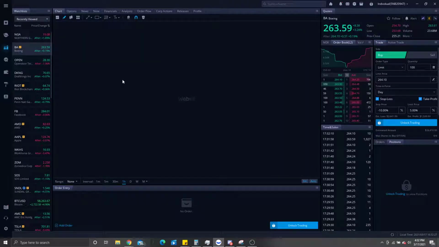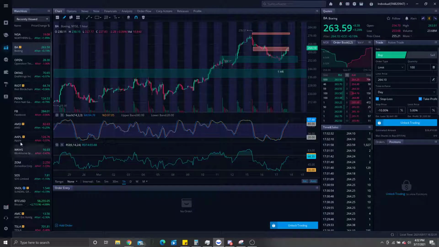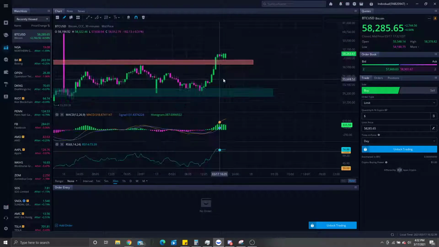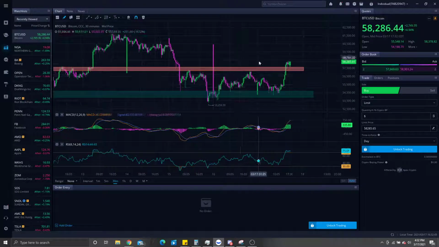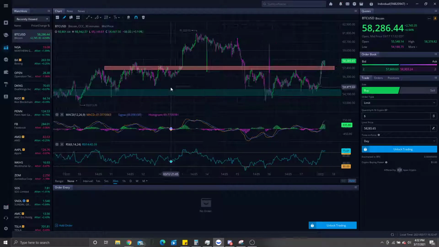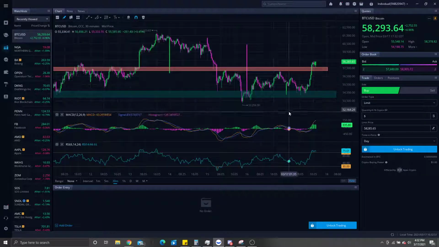So let me find something that's got a wedge pattern on it. Let's look for something on the hour chart. Actually, let's just go to Bitcoin real quick. I like Bitcoin. This stuff works on Bitcoin too, by the way. I've been trading these two zones for weeks now. And today, this trade right here I caught.